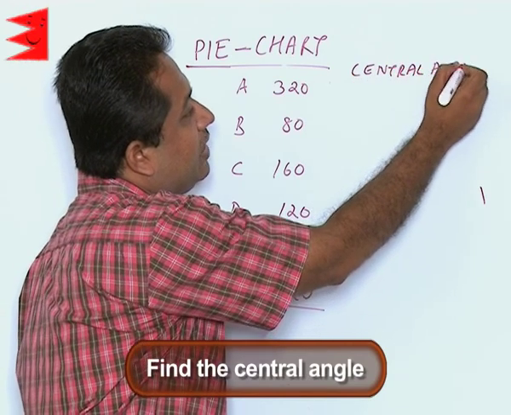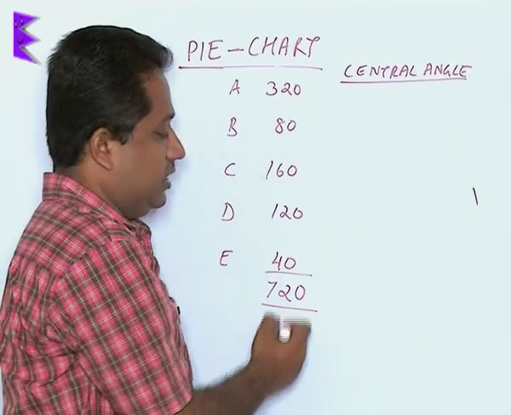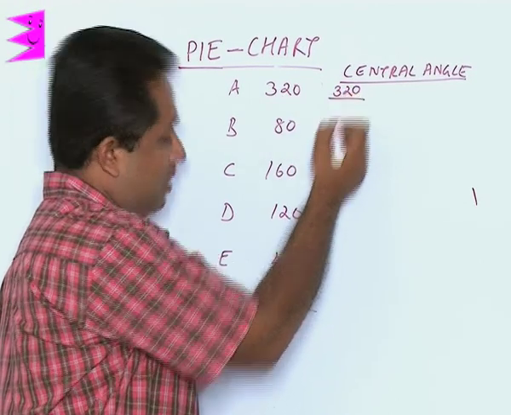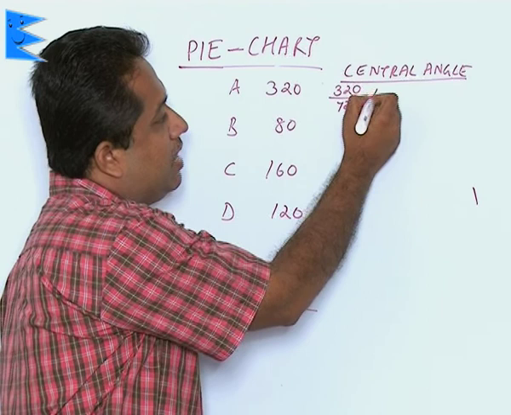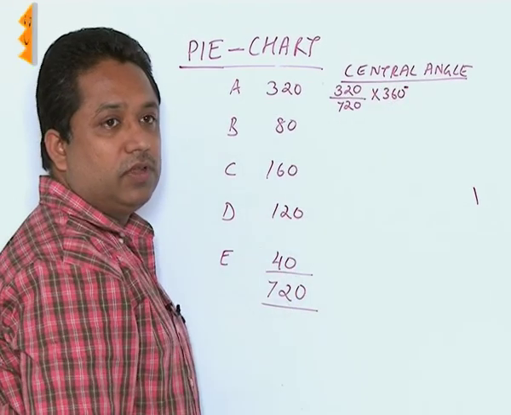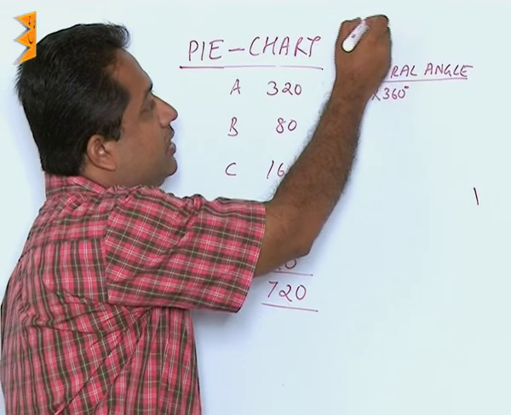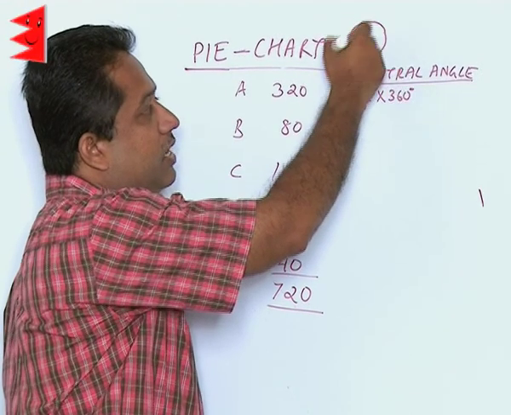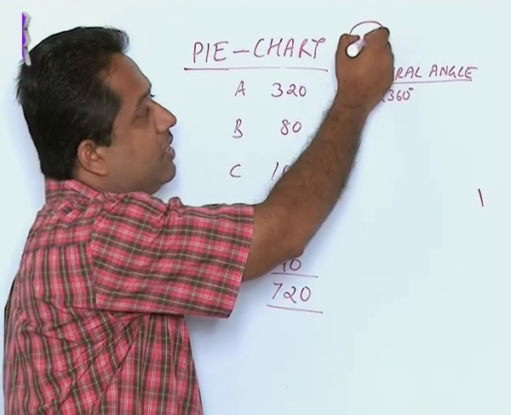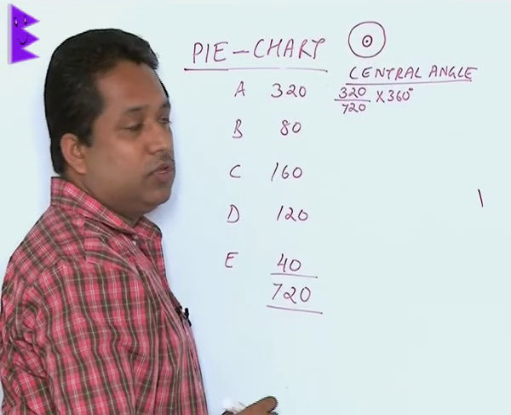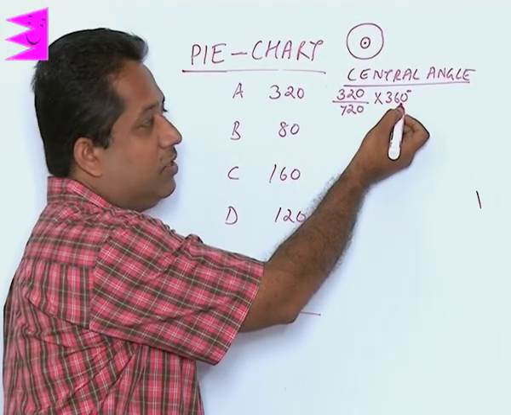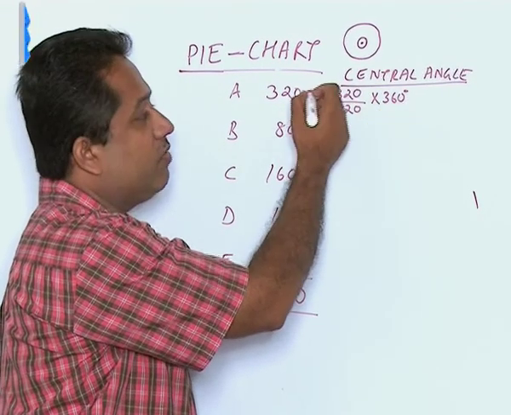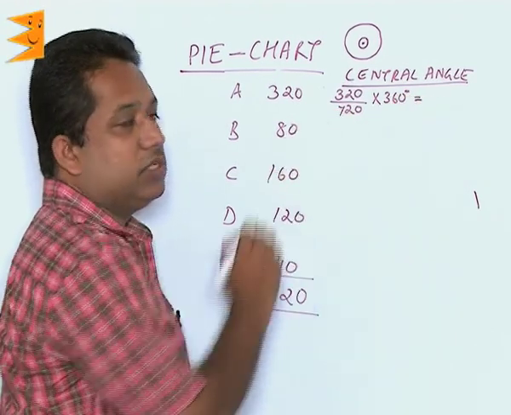Now, to find the central angle, what has to be done in each case from A to E is you will have to take the value of A, 320, divided by 720 and multiplied by 360 degrees. Why do we multiply by 360? Because a pie chart is actually a circular graph. We have to represent everything on a circle, and we know that a complete angle or a circle makes 360 degrees at the center. So, that is why we multiply by 360. So, whatever is the item divided by the total and multiply by 360. Irrespective of the question, the central angle can be found out by using this method.